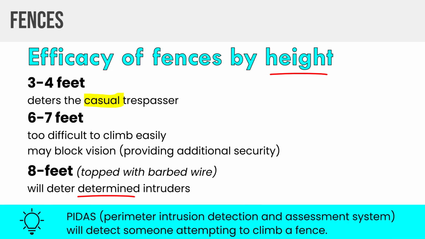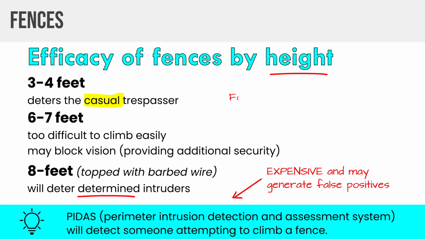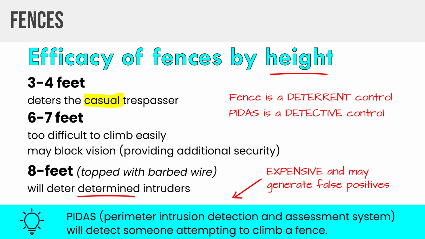And there's also a control called a PIDAS, a Perimeter Intrusion Detection and Assessment System, which will detect someone attempting to climb a fence. Those are expensive and they may generate false positives, but if security is important enough for an area, it may be a control you are interested in. The fence is a deterrent control. The PIDAS is a detective control. And technically an 8-foot fence is the height you need for those determined intruders.